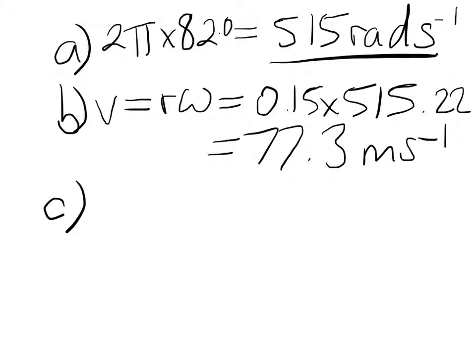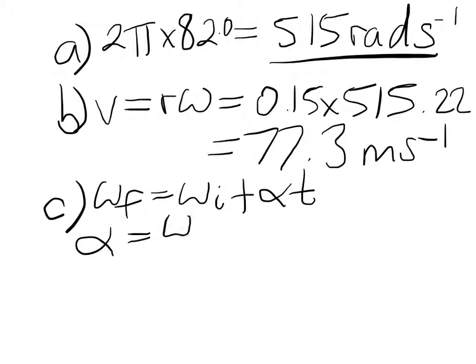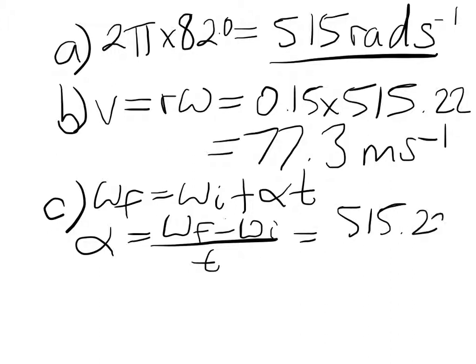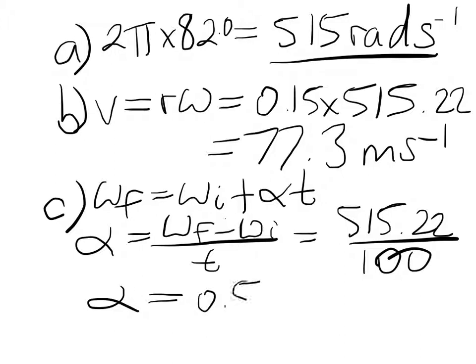Part C, we need to use this equation, omega f equals omega i plus alpha t. Rearrange and solve for alpha, so it's omega f minus omega i, though it doesn't actually matter because omega i drops away at 0, doesn't it? So anyway, we divide by t. Simplifying that, we use the 515, we'll put the 0.22 in as well, divide that by 100 seconds, and so alpha equals 5.15 radians per second squared, and that's accurate to 3 significant figures.